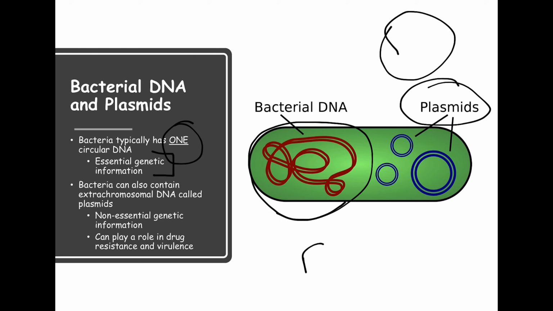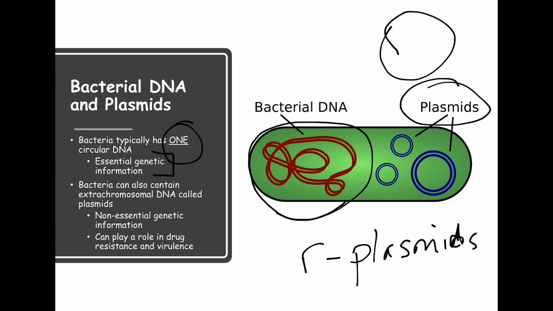Okay, we have some that have virulence genes on them, or genes that code for things that could be harmful. So they're not really needed for life, but they are needed to maybe enhance the survival of the organism or allow the organism to be more pathogenic.